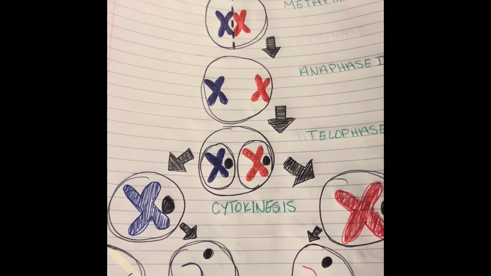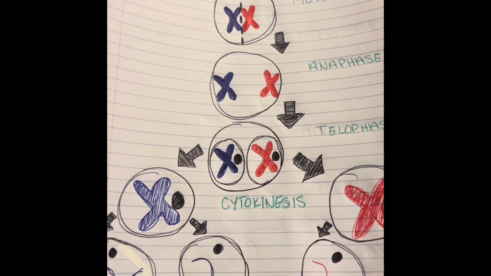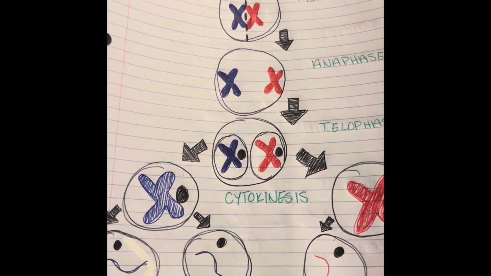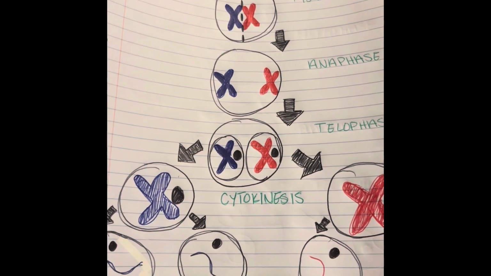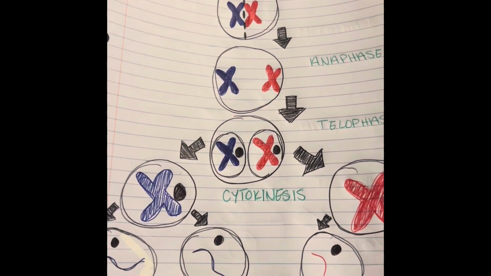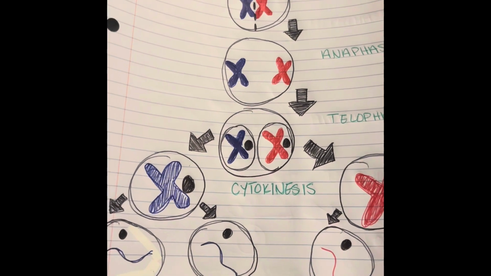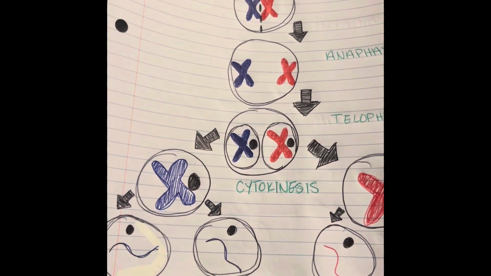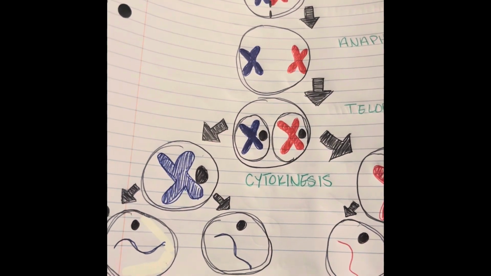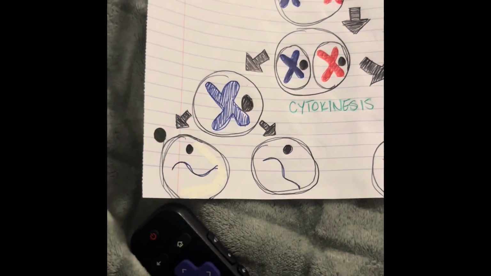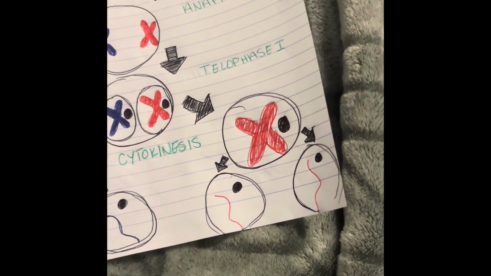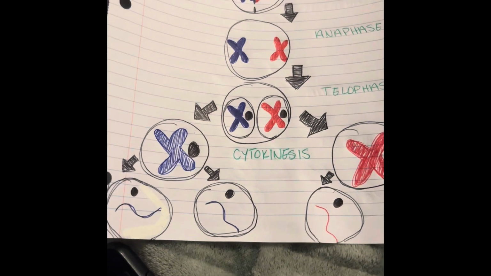And in metaphase 2, each chromosome again lines up down the middle. And then in anaphase 2, the sister chromatids split up and move to opposite sides, where we get to telophase 2, where 4 haploid daughter cells are being formed, called gametes.